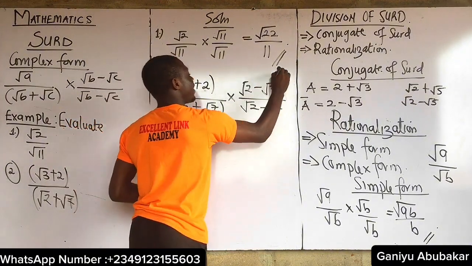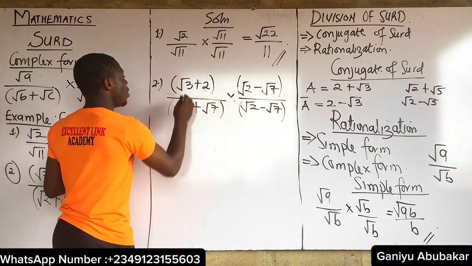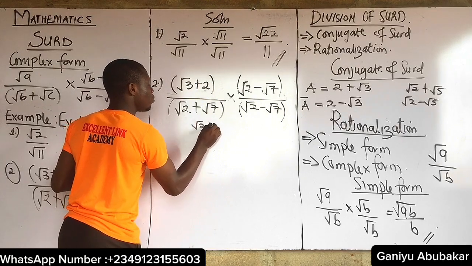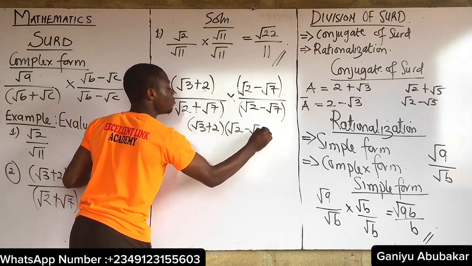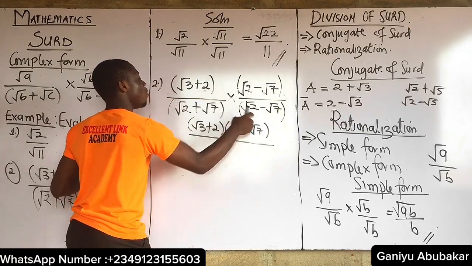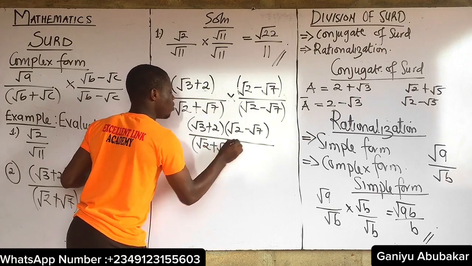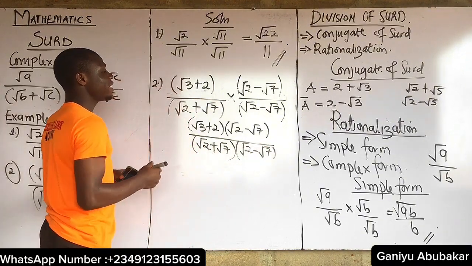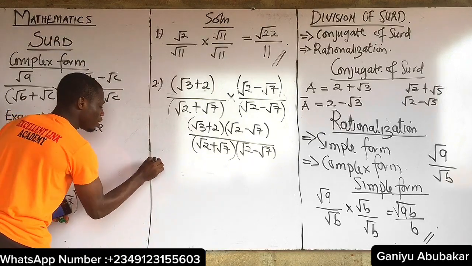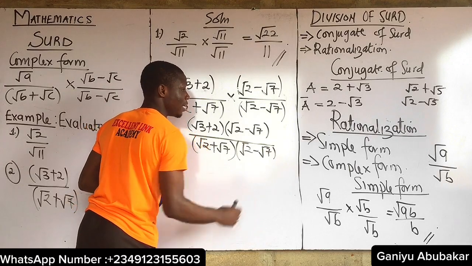So I'll encase them in the brackets. I want to combine these two together. I'll have root 3 plus 2 multiplying root 2 minus root 7 all over, combine these two, root 2 plus root 7 multiplying root 2 minus root 7. Alright, let's handle this one after the other. Let's expand the numerator separately and expand the denominator separately.